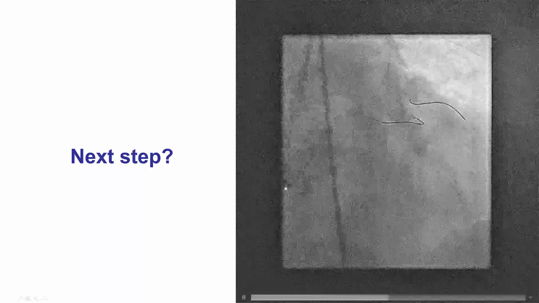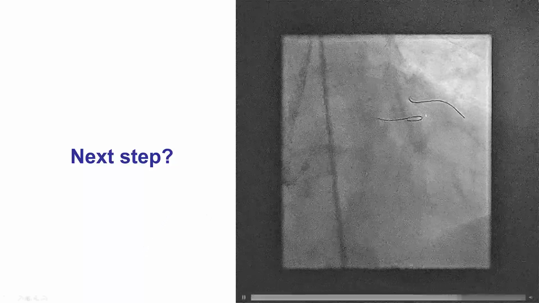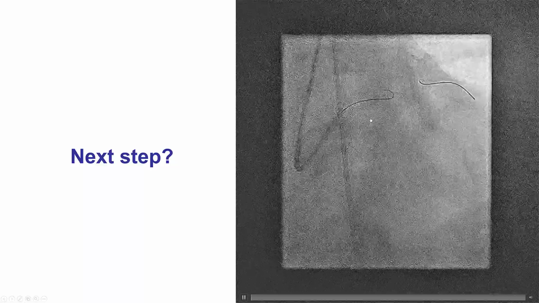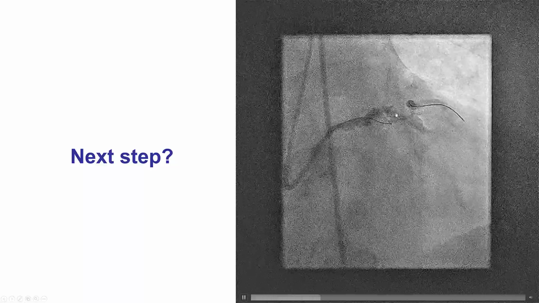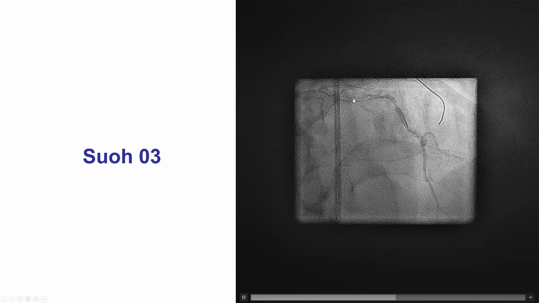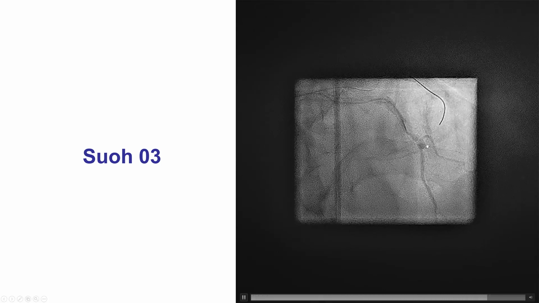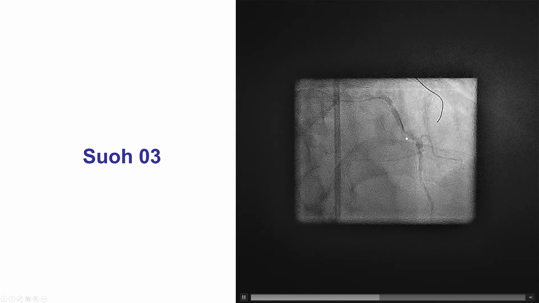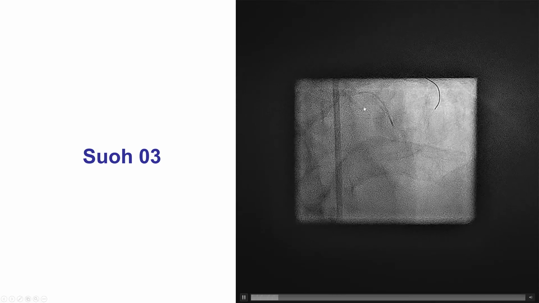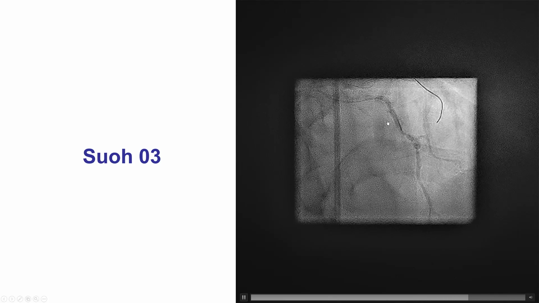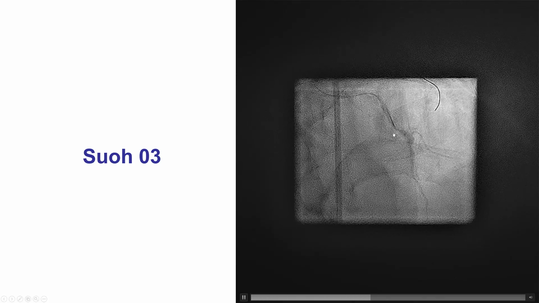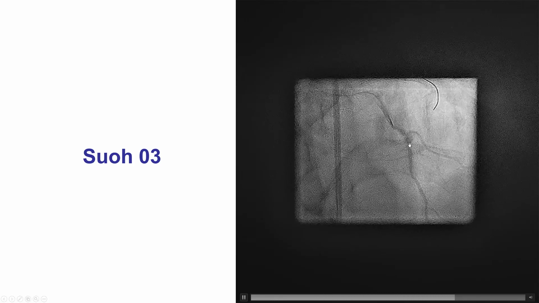So we inserted a guide wire into the ramus branch and then advanced another workhorse guide wire, Suoh blue, into the LAD. It advanced to the mid segment, but then we had a lot of difficulty advancing it past that area of aneurysmal dilation. We inserted a microcatheter and performed an injection through the microcatheter tip that showed that aneurysmal dilatation with an eccentric lesion.